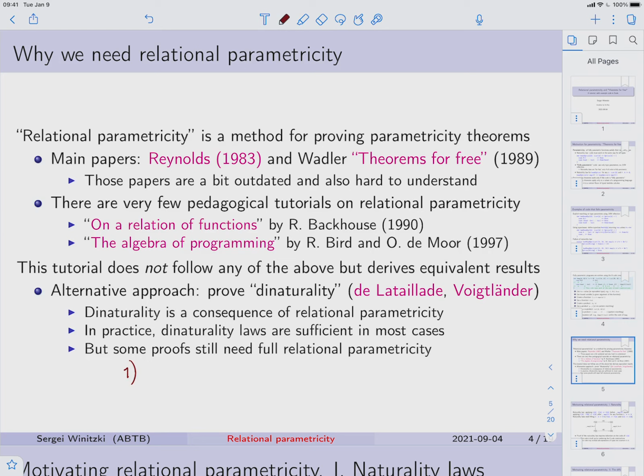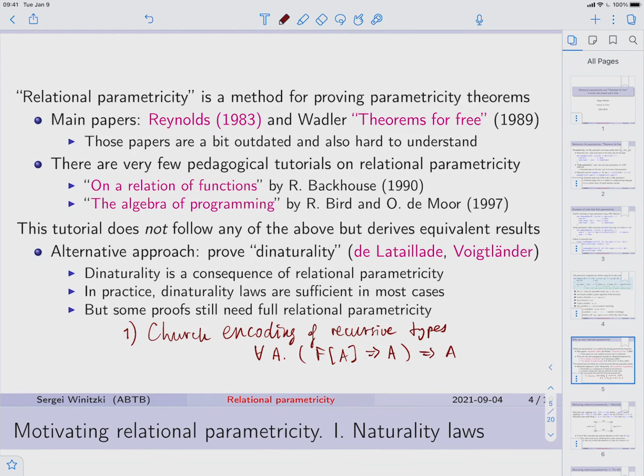two of them. One is Church encoding of recursive types. That requires type signatures of this kind: for all A, and then some f of A, a function A to A. Now this type signature is too complicated for dinaturality to work. So dinaturality does not give enough information about this function to prove the properties that you need about it.